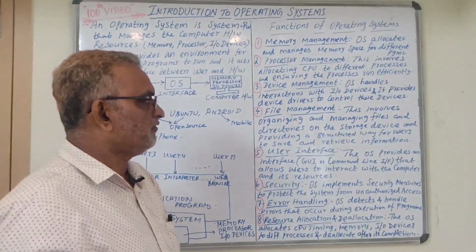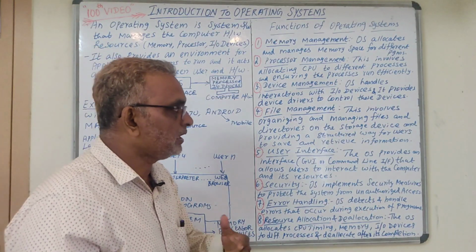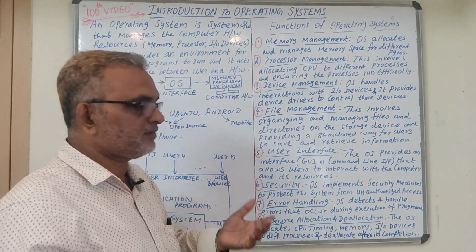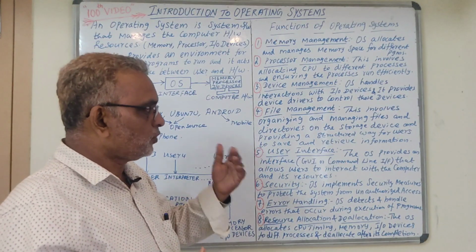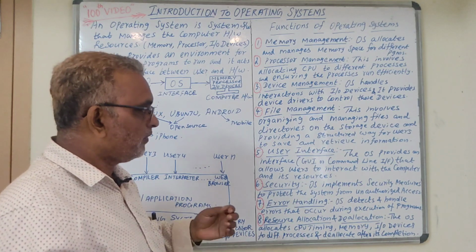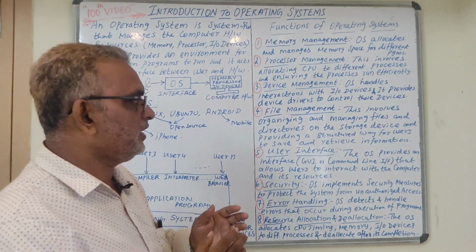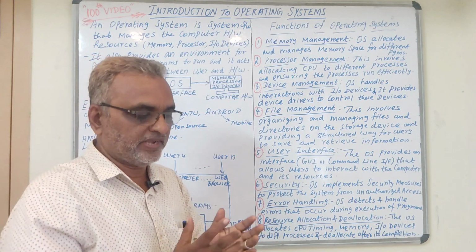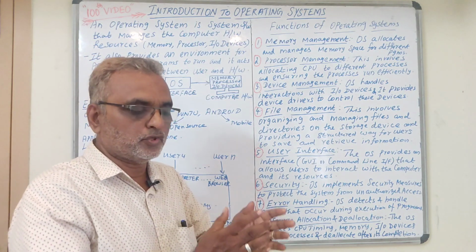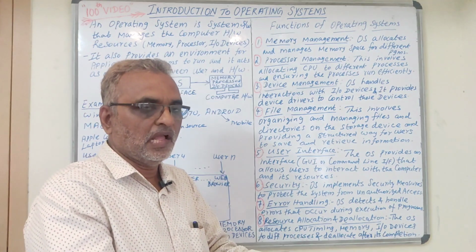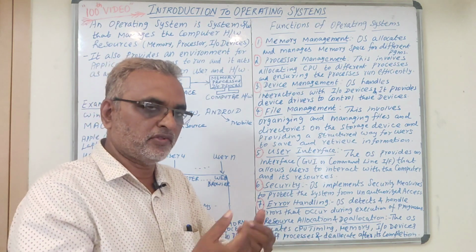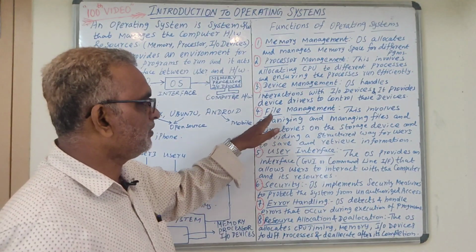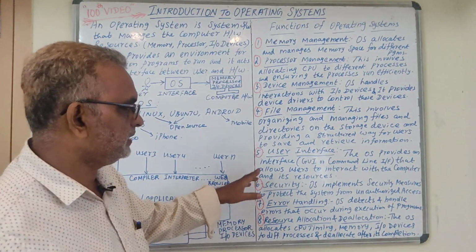Then the fourth one is file management. This involves organizing and managing files and directories on the storage devices and providing a structured way for users to save and retrieve information. A file is created and the user wants to save the file. After some time the user wants to retrieve the file. So these things are supported by the operating system. This is the main aim of this particular function, file management.